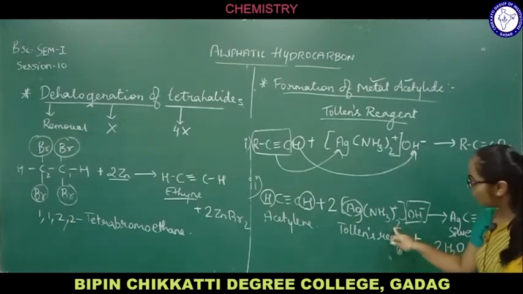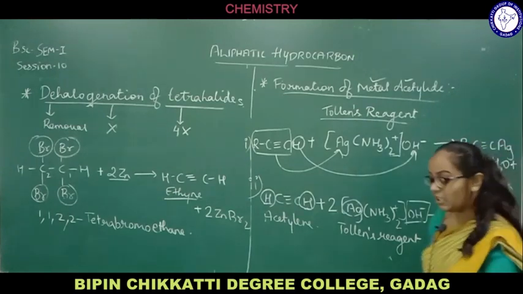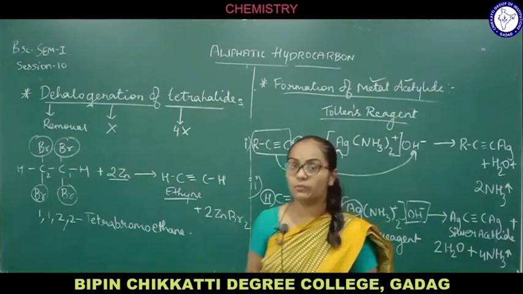Now how many ammonia? 2 2s are 4. So 4 ammonia molecules will escape. Ammonia will escape in the gas form, right? So this is how the silver acetylide will get precipitated in the white form, right?